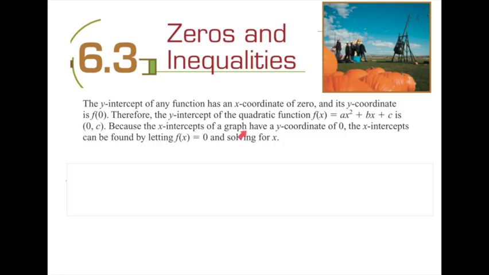Because the x-intercepts of the graph have a y-coordinate of 0, they are found by letting f of x equal 0. So what does that mean? To find my y-intercept, I plug in a 0. To find my x-intercept, I set it equal to 0.